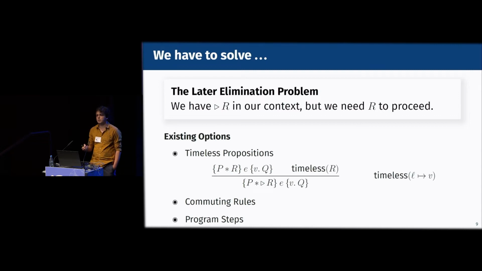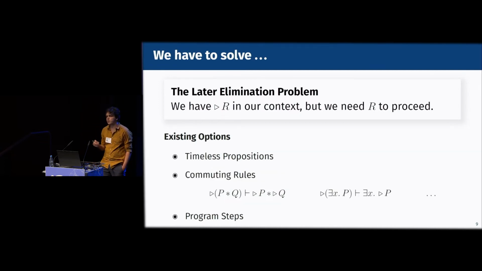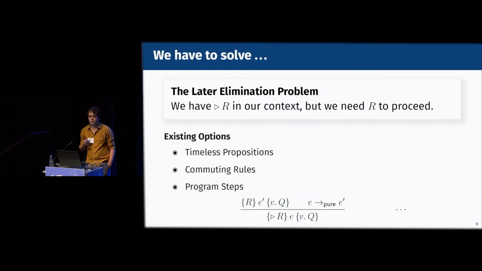The first one is timeless propositions, which are propositions that do not care about step indexing at all, which means you can just remove the later modality in front of them. Then maybe your invariant is not entirely timeless, but there are tricks that you can use. You can use commuting rules to push the later further in across separating conjunctions, existential quantifiers, and so on, until you reach timeless parts, and you can access those. And finally, there's something called program steps, which you can use to get rid of a later modality, but for that, you have to step your program. And that is also how step indexing is made sound internally.